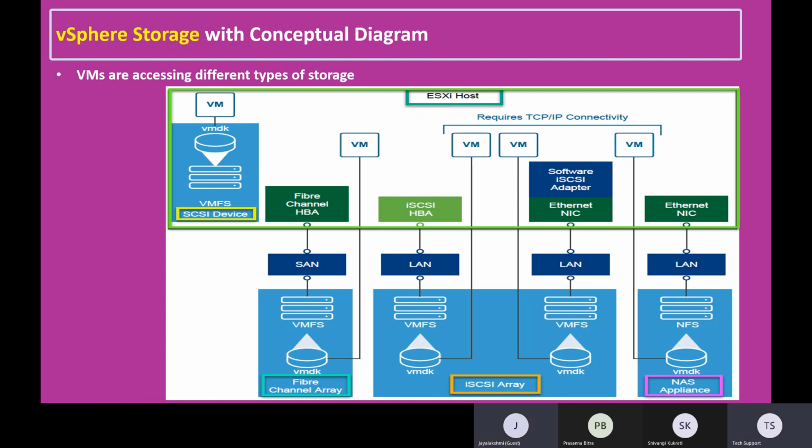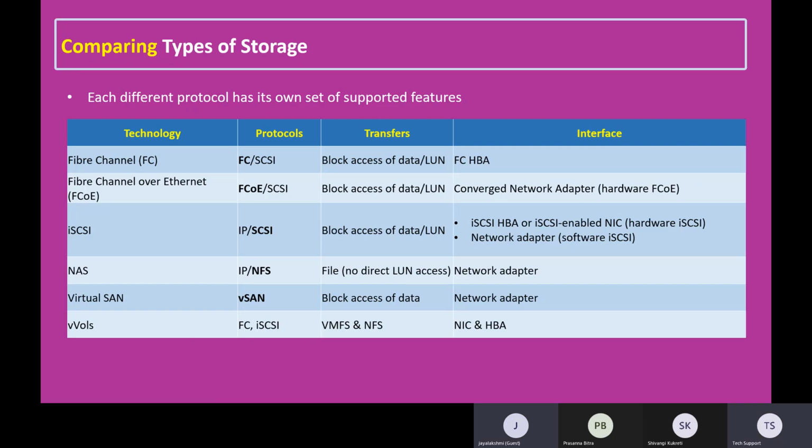So now we are going to compare all the storages. What are the main differences in each and every storage? This is the comparison of types of storage. When you're comparing the types of storage, each protocol has its own set of supported features. Obviously, when we use any specific protocol, each protocol has some set of supported features. So we'll observe them one by one.